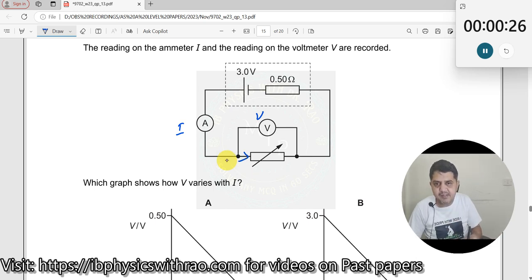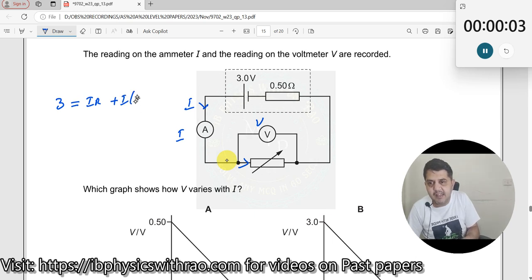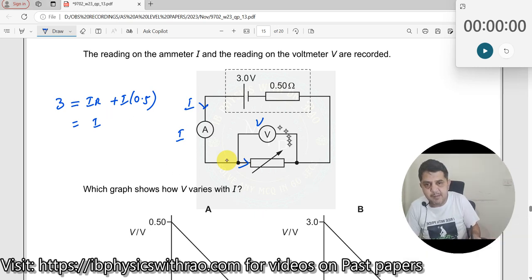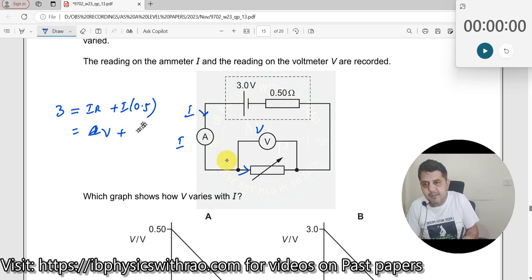So what we'll do is write down the loop rule, KVL here. Now this should be written as 3 equals, if a current I passes through, IR, plus I into 0.5. This is what you should get over here, right? Therefore, I into R is nothing but V. So I'll write this as V plus 0.5 I is equal to 3.